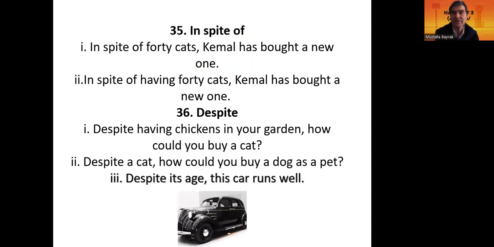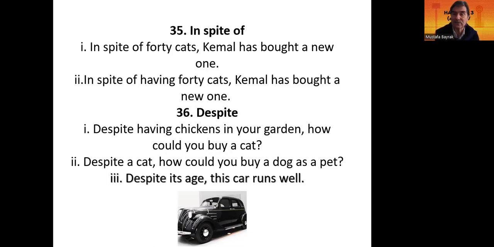Despite having chickens in your garden, how could you buy a cat? Yeah, in spite of having chickens, although you have, okay? Although you have chickens in your garden, how could you buy a cat? This is an opposing attempt. Okay. Despite a cat, how could you buy a dog as a pet, for example?